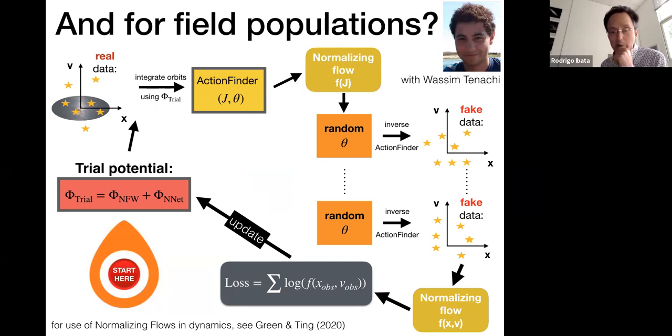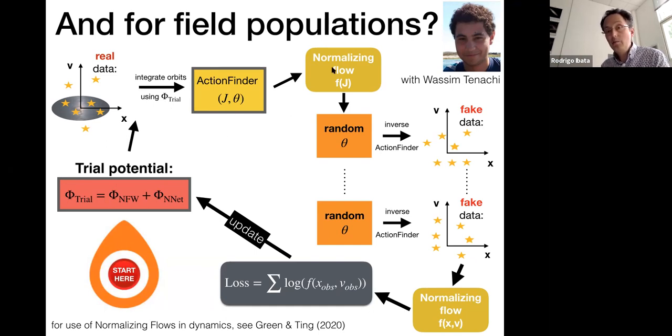So with my student Wasim Tanechi, we're trying to see if we can use exactly this sort of machinery to apply these techniques to the field populations of the Milky Way. The idea here is to try and discover what the mass distribution is in the Milky Way or in dwarf galaxies. So here we imagine starting off with some real data in position and velocity. We start with some trial potential. We interrogate these points in that trial potential. Then we use our ActionFinder software to deliver the actions and angles corresponding to that data set in this trial potential.